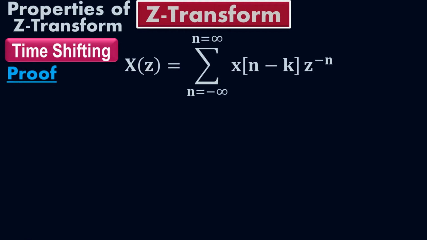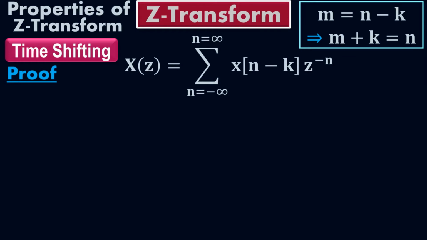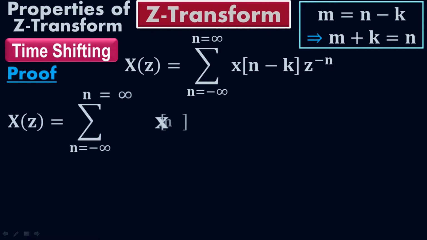Now let me let something here. If I let m equal n minus k, this implies that m plus k equals n. Just let n minus k equal m here, which implies that m plus k equals n. For n minus k, I'm going to plug in m here. For n, I'm going to plug in m plus k here. So the equation will be x of z equals the summation of x of m times z to the negative m plus k. Just plug in n minus k equals m, and n equals m plus k here.